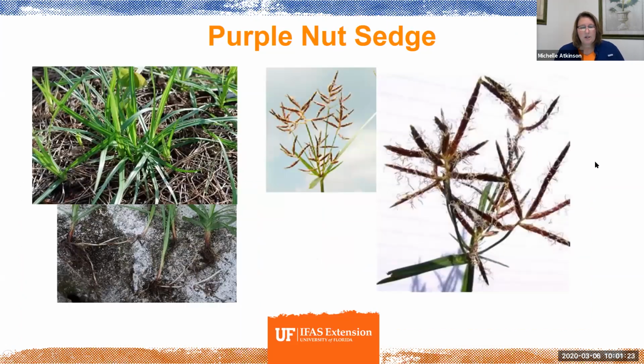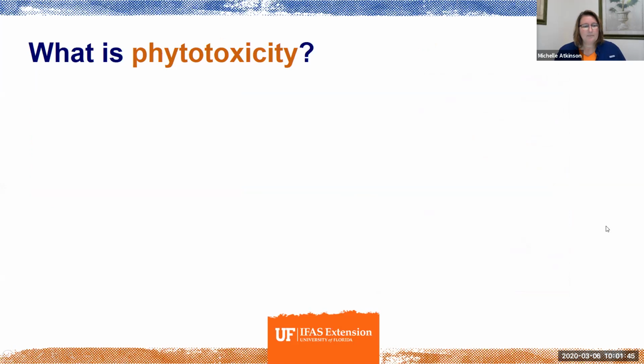Purple nutsedge. Purple nutsedge has these little purple seed pods, which help you to know that it's purple nutsedge. If you look down at the root system, there's like a little nut, and actually hogs will dig this up. They really like the taste of it. So if you have a lot of hog damage, you often have a nutsedge problem, but purple nutsedge looks like this.